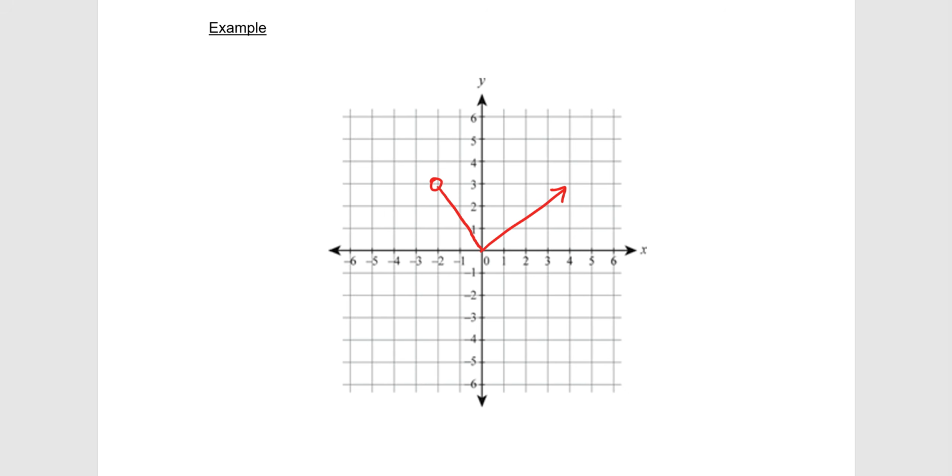So for example, if we have something like this, we can see that there is an open circle on the left and an arrow on the right. So that means the graph stops at -2, 3. And it is not part of the graph. It gets infinitely close to it, but it doesn't get there. And then over on the right, we have an arrow. So that means it's going to keep on going in this direction. We just obviously don't have to keep drawing it. The arrow indicates that it goes indefinitely in that direction.